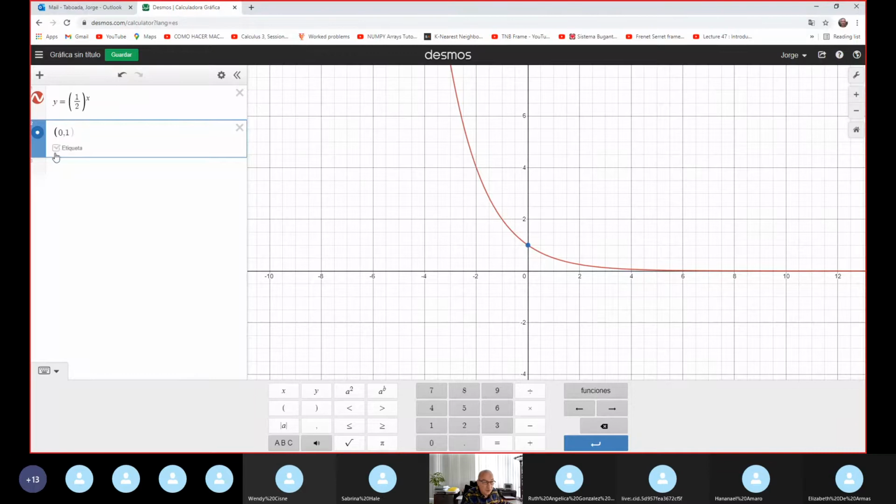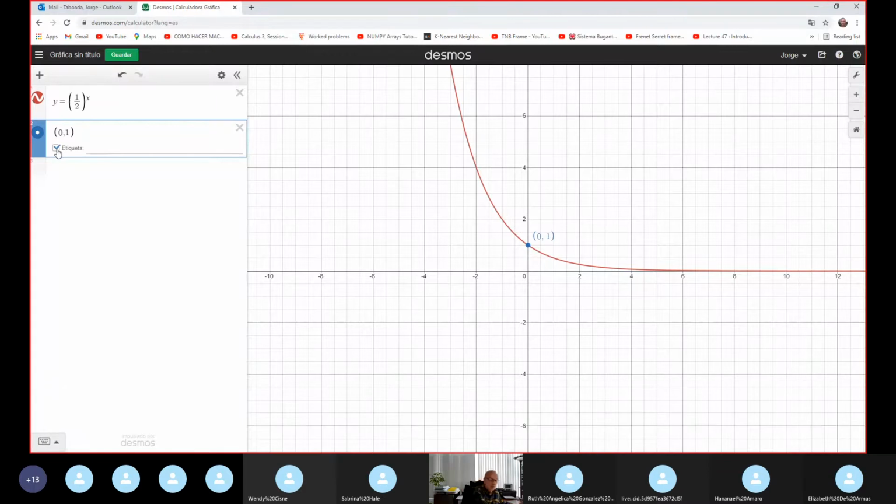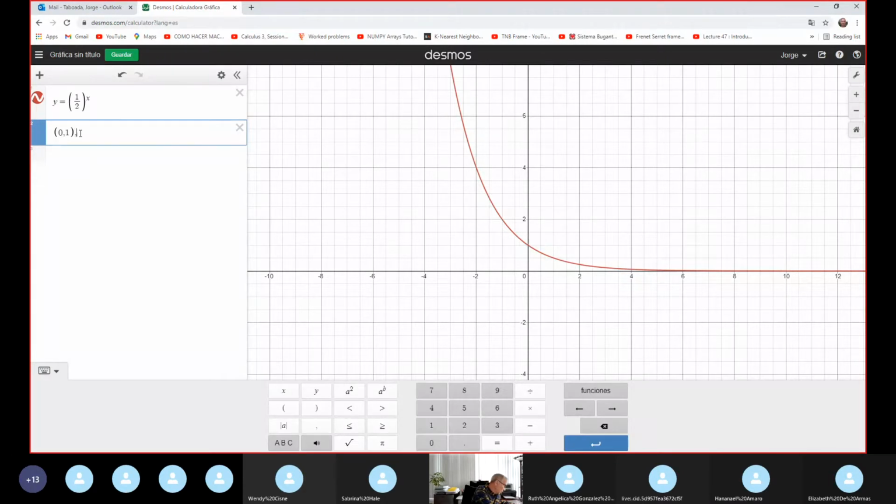0,1 is the universal point. We have also, separated by a comma, another point, 1,5. That's the base. And the last point, separated by a comma, is -1,2.